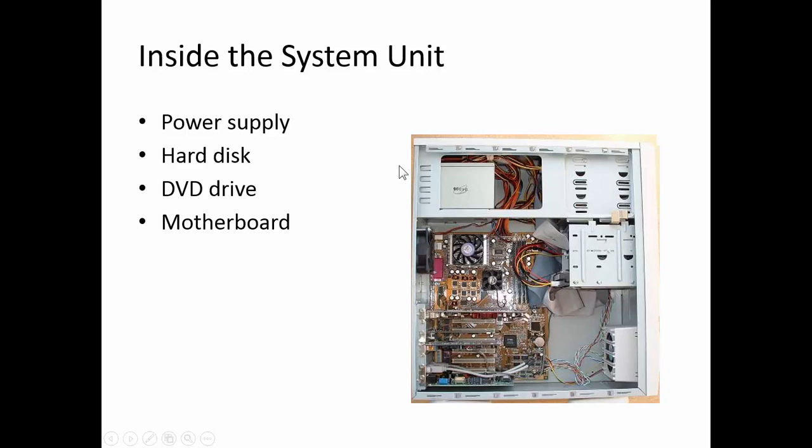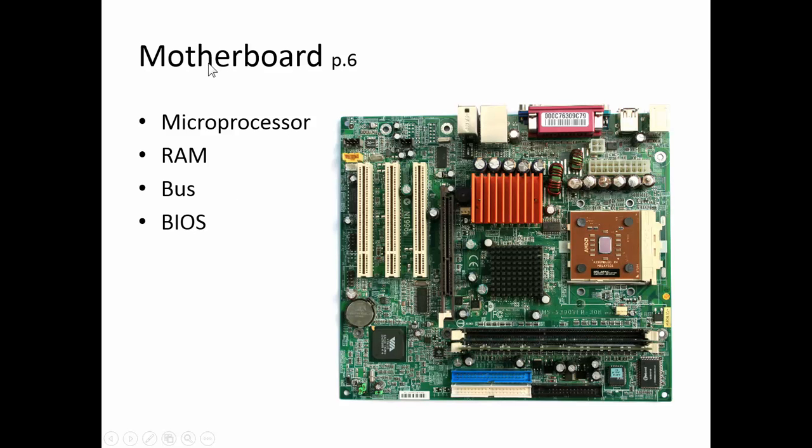The system unit is also called the box, and it contains the processing hardware. If we take the top off the system unit, inside the computer we will see the power supply, the hard disk, the DVD, and most importantly, the motherboard. The motherboard is a big plastic circuit board that sits flat on the bottom of the computer. And on the motherboard, we will see the microprocessor, RAM, the bus, and the BIOS.